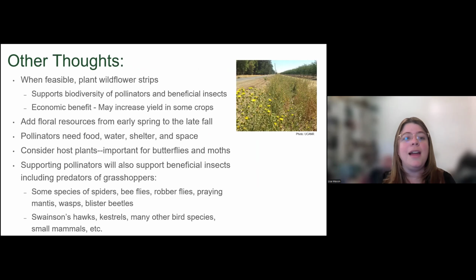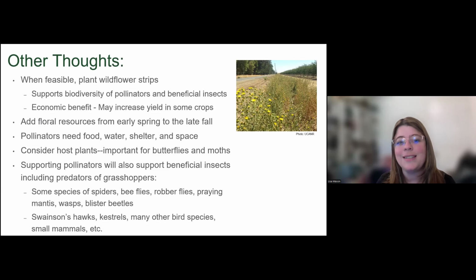Some other thoughts. When you're doing grasshopper control, that's great. When possible, adding pollinator habitat can support not only pollinators, but other beneficial insects that might even prey on grasshoppers. Spiders, bee flies, robber flies, praying mantis, even some species of wasps, blister beetles, all those can contribute to helping manage grasshoppers. And then, of course, the other predators that were mentioned earlier. So when possible, add that pollinator habitat.